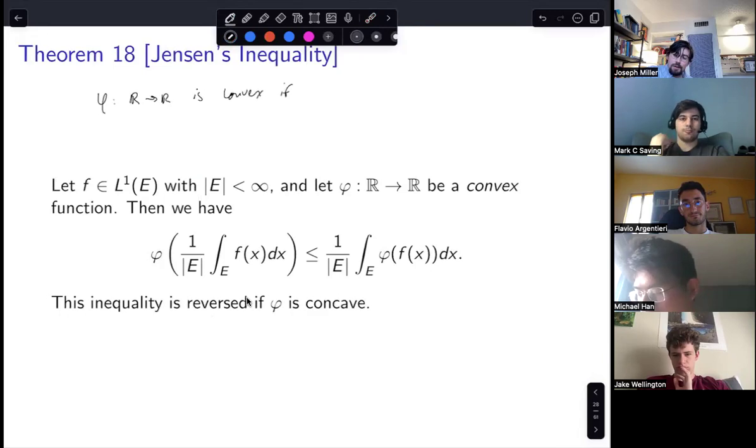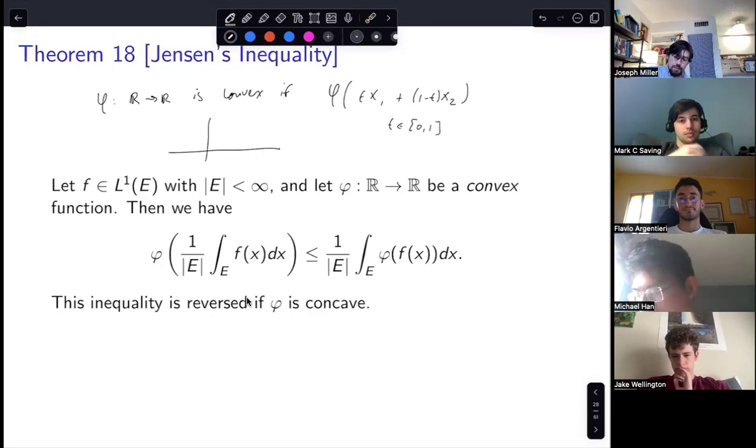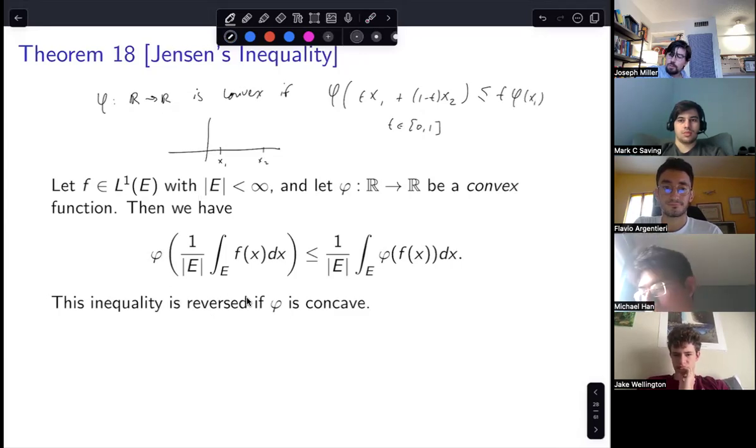If I have any 2 points, an x1 and an x2, and I look at their linear interpolation, where t is in [0, 1]. In some sense, what I'm doing is having 2 points, x1 and x2, and drawing the line between them. And what I want for a convex function is that phi of t x1 plus (1 minus t) x2 is less than or equal to the line between the 2 points, t phi of x1 plus (1 minus t) phi of x2.